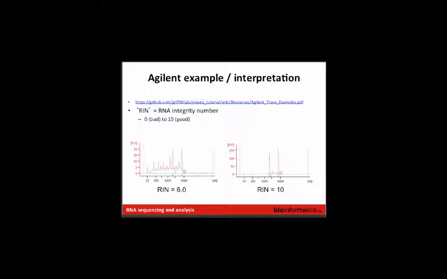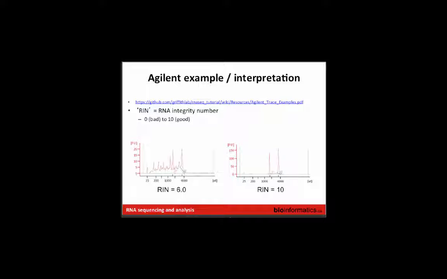So who here is familiar with these traces or electropherograms or whatever? Okay, so about half of you, I guess. We provided a large number of examples to give you a reference point that you can download. But basically the idea is you're effectively running a gel, but through a capillary, and then you're reading out the fluorescence of nucleotides as they pass a detector over time.